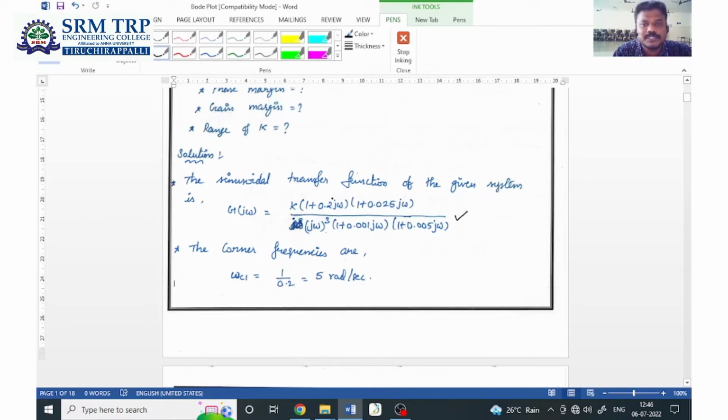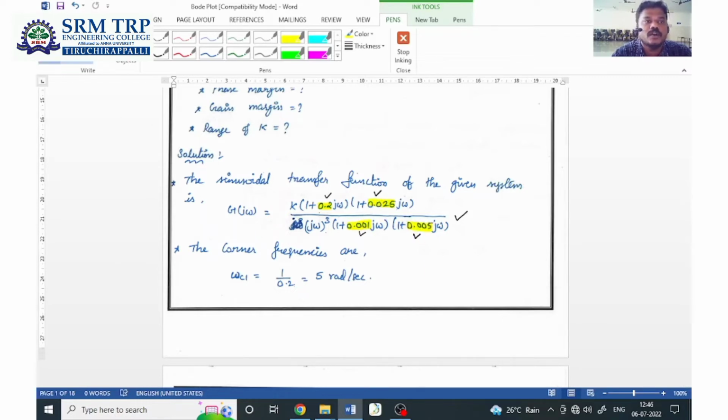Four terms are there. Apart from the basic term, we have 2 simple zeros, and in this problem 2 simple poles are there. So I'm going to pick the time constants from these 2 simple zeros and 2 simple poles. Let me sort that out. The time constants are 0.2, then 0.025, then 0.001, and then 0.005.